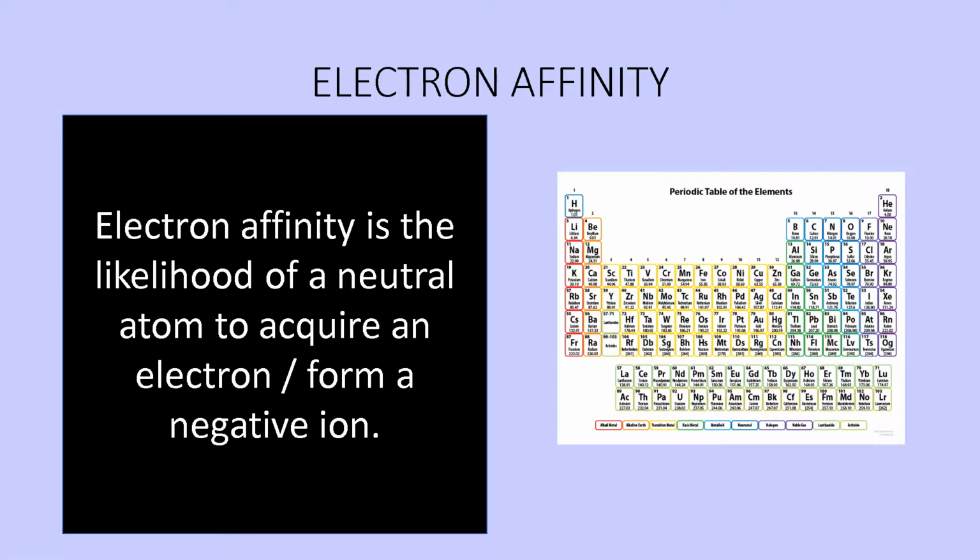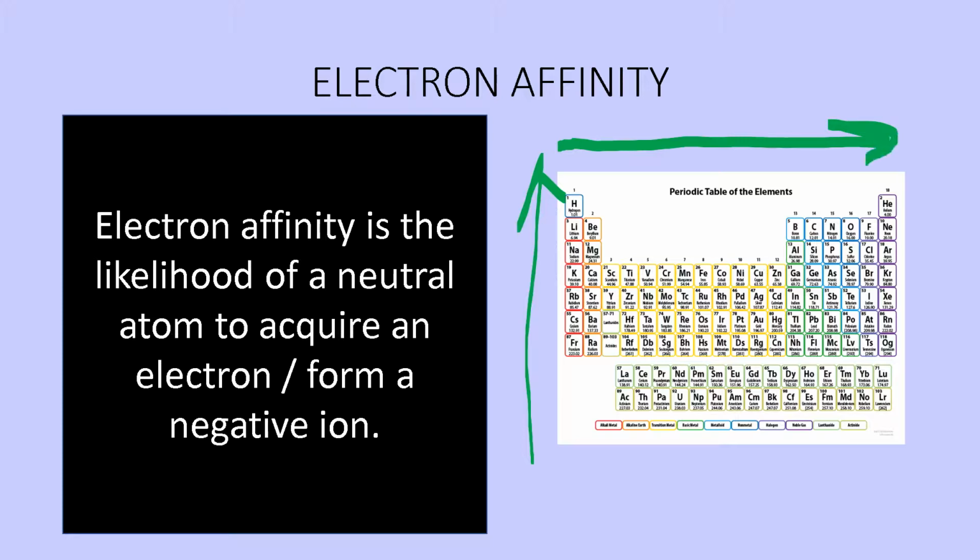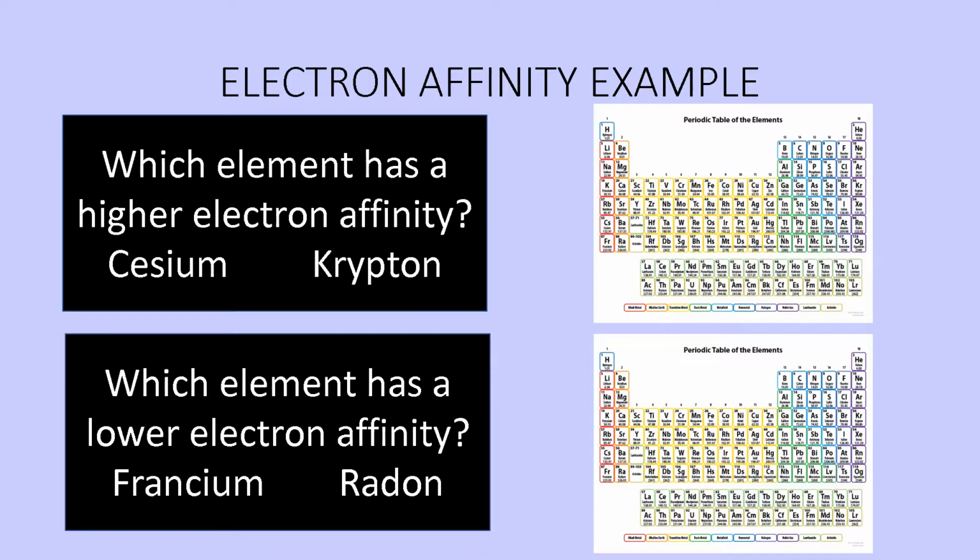Next we have electron affinity, and electron affinity is the likelihood of a neutral atom to acquire an electron and to form a negative ion or an anion. So the increasing order for electron affinity is from bottom to top, and from left to right, just like our ionization energy that we just talked about. So which element has a higher electron affinity? Is it going to be cesium, located at number 55, or is it going to be krypton, located number 36?